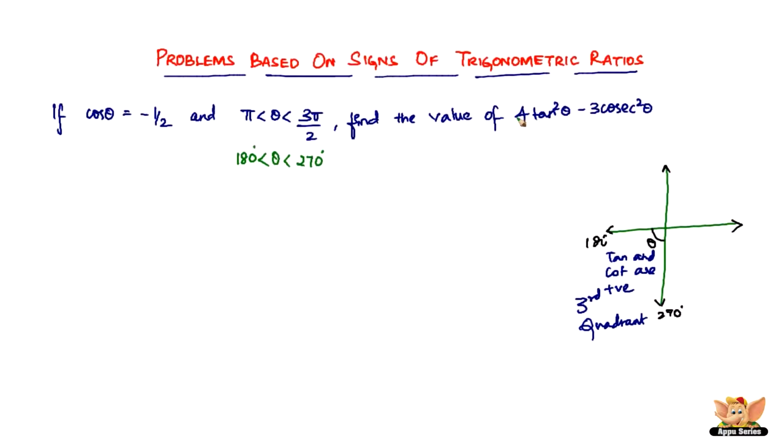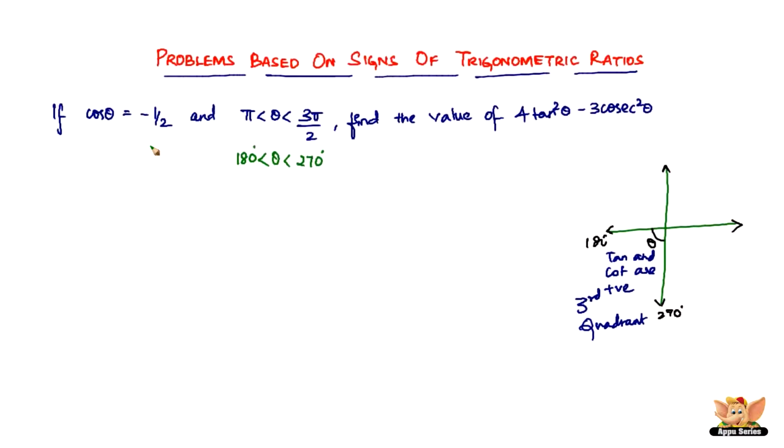So to find the value of this, we have to first find the values of tan theta and cosecant theta. So how are we going to do that? Well, let's see. Now that we've got cos theta equals negative 1 by 2, I'm sure you're well aware why it is negative 1 by 2. It is negative because theta lies in the third quadrant. It does not belong to cos, it belongs to tan and cot, and everything else is negative, and therefore cos theta is also negative.